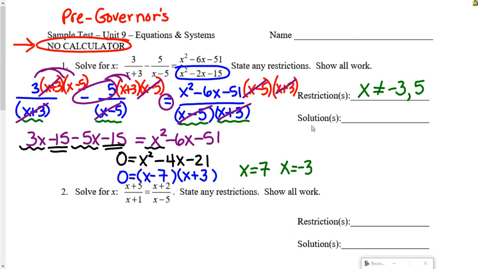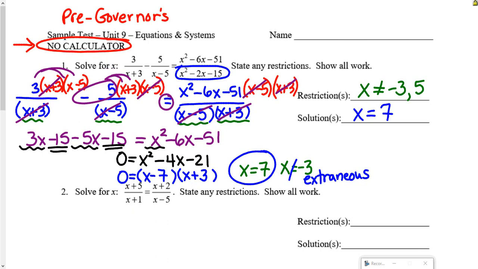I'm ready to write these on the line that says solutions, but I have to remember my restrictions. X was not allowed to equal negative 3, so I have to go back and cross this out. This is a solution, but it's one that does not work in my answer. So my only answer that works is x equals 7.